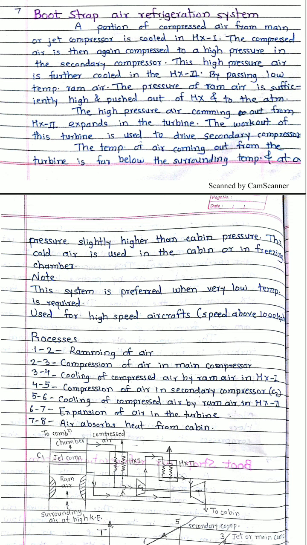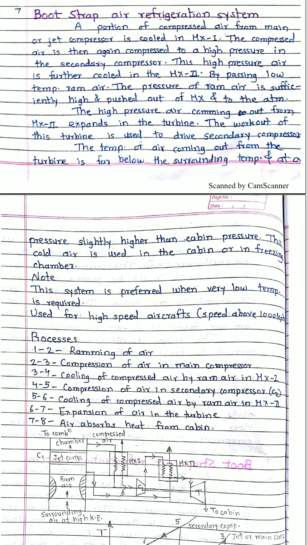Again in the secondary compressor pressure increases, temperature also increases, and that high pressure, high temperature compressed air passes to heat exchanger number 2. Here the hot compressed air is the hot fluid, and for the cooling of it we are using the bypassed ram air. Please remember, in heat exchanger number 2 the hot fluid is the output of the second compressor, and the cold fluid is the bypassed ram air.